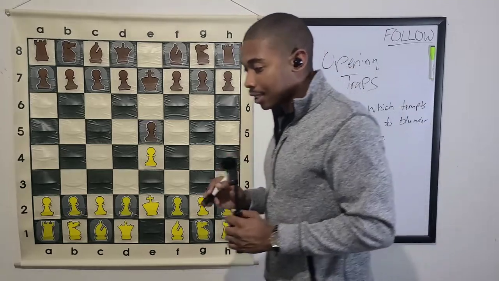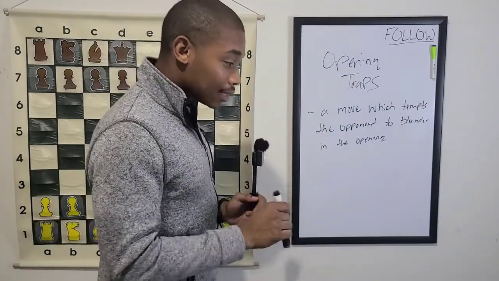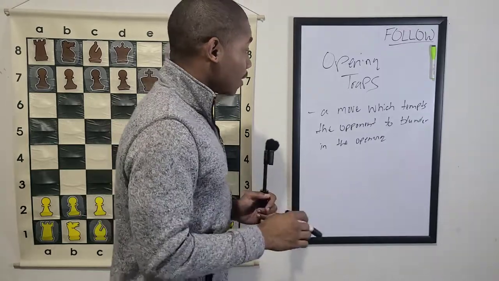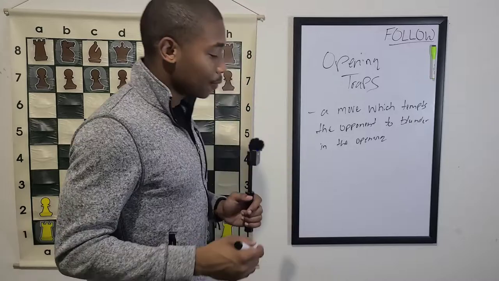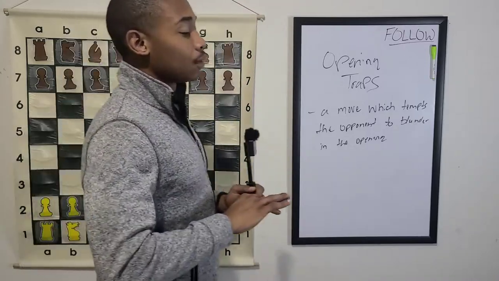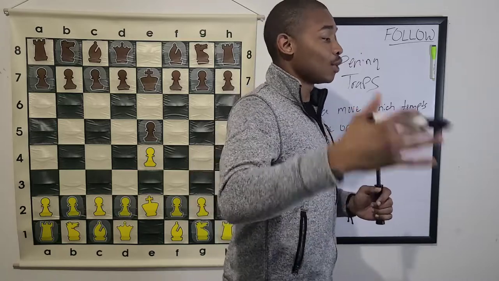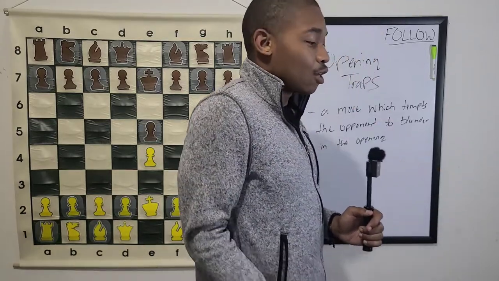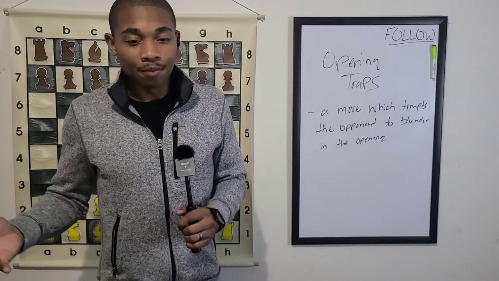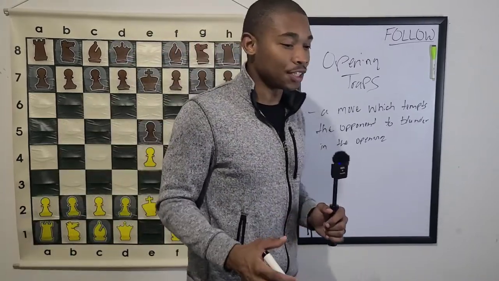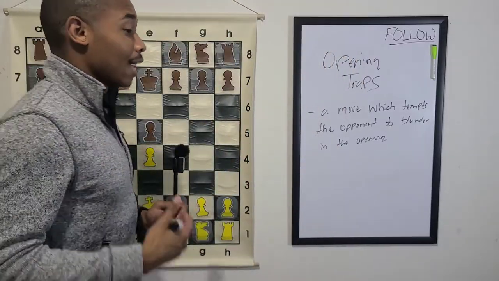One other thing I wanted to go over is that we're going over opening traps in this episode, but there are middle game traps and endgame traps. For example, in the Ruy Lopez, it can go 25 moves down the line, and it could be a trap right on the 26th move. And you would probably never know about it, because who goes down that far in a variation? So opening traps are very prevalent, and everybody should learn how to use them.